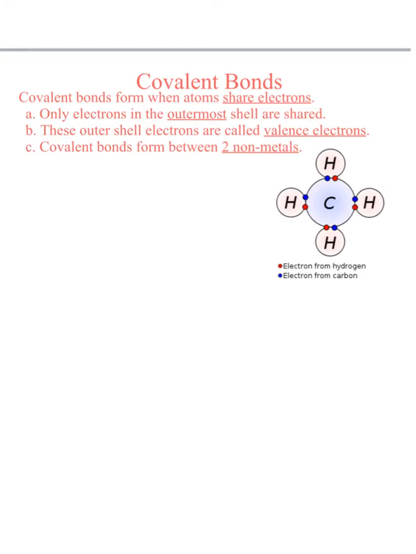Covalent bonds are different. In an ionic bond, electrons are given up or gained to create ions. In a covalent bond, electrons are shared between atoms. Only the outermost energy shells, or electrons in the energy shells, are shared. Remember, we call these valence electrons, and covalent bonds occur between 2 nonmetals.